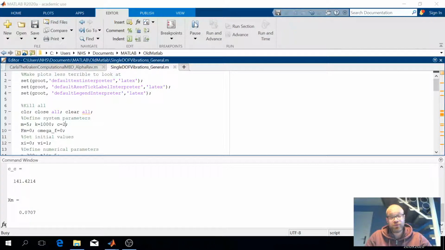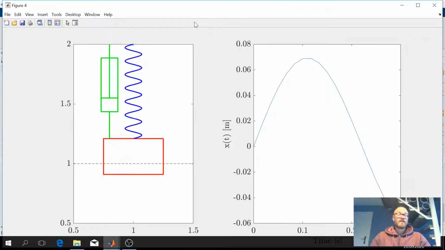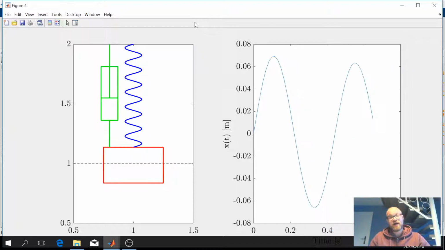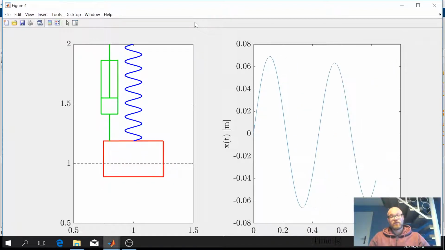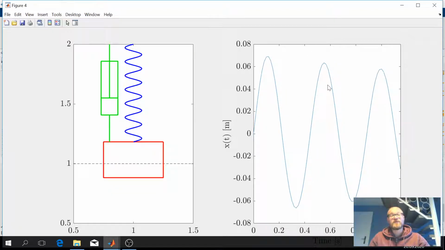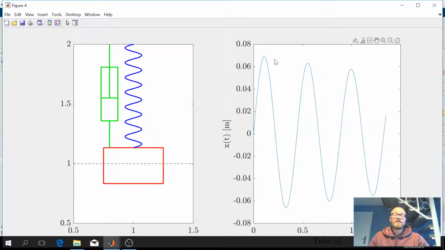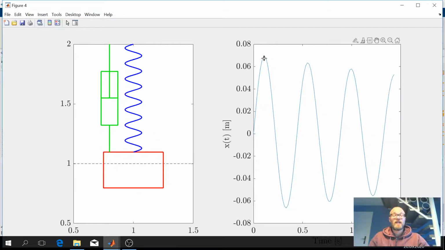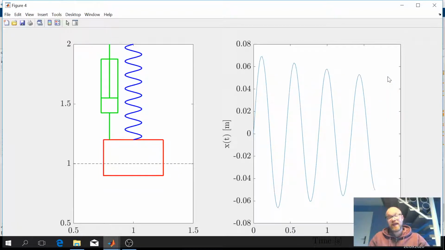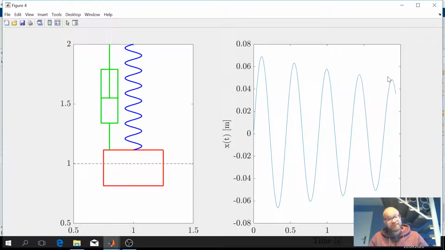Which response will we now get? Let's have a go at that. We still initiate the motion with an initial velocity of 1 meter per second downwards. This is what happens. If you look at the response here to the right, what you can tell is that the amplitudes slowly become smaller and smaller, right? There's a decay rate now. Energy is being dissipated.